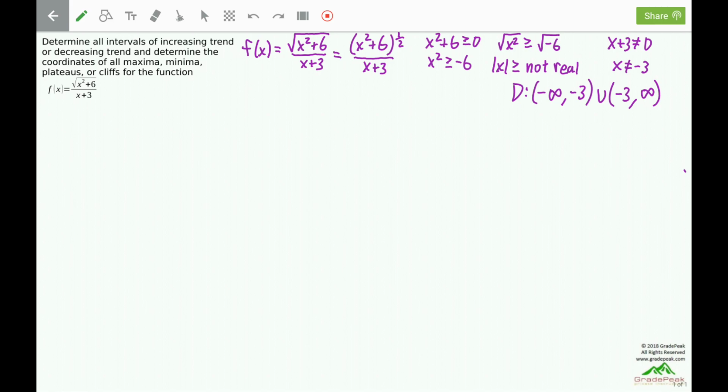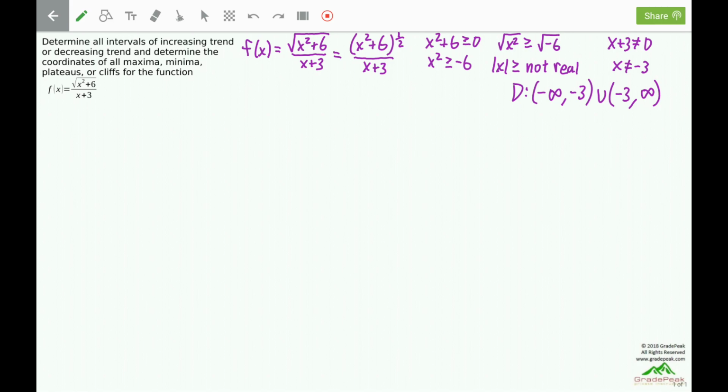It has all the numbers to the left of negative 3 for the first interval and all numbers to the right of negative 3 for the second interval. Negative 3 here will represent a vertical asymptote because it's in the denominator, and that's what's making it not equal to 0, is x not being negative 3.